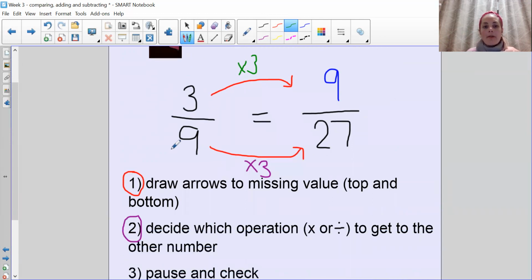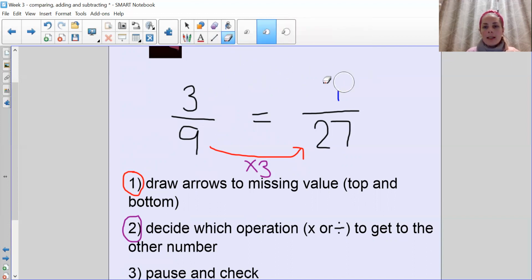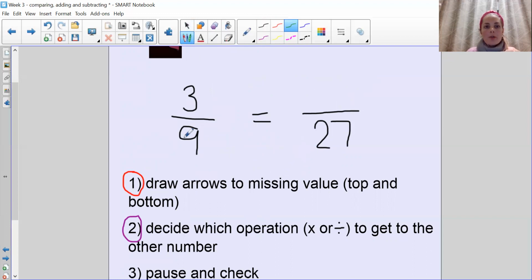Right, so I have 3 9s is equal to what 27s, okay? So first of all, the red is I'm going to draw my arrow. So if I just rub all this out for you, it might make a little bit more sense, and then we can see the answers. So first of all, I have said step number 1 is I draw the arrows to the missing value.